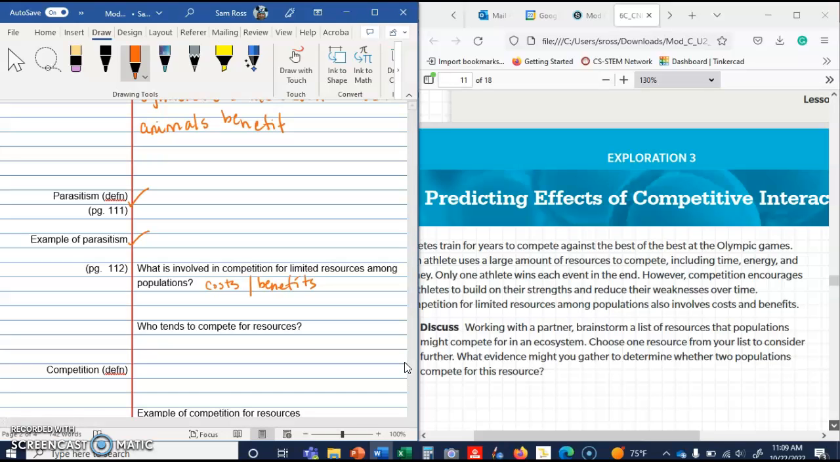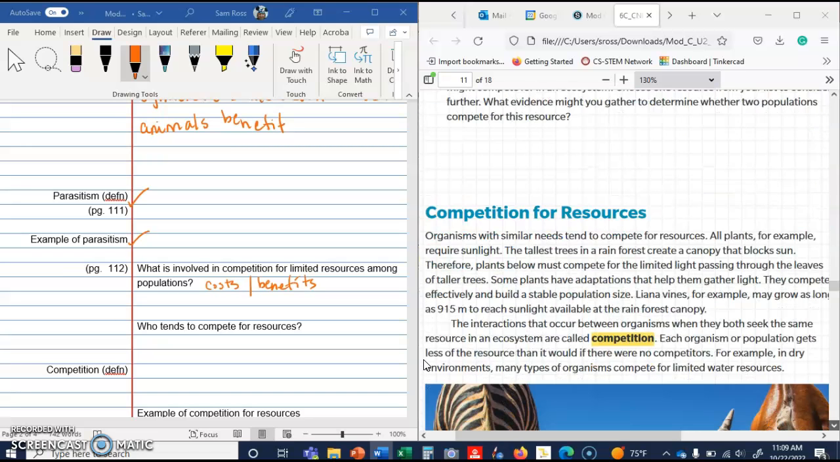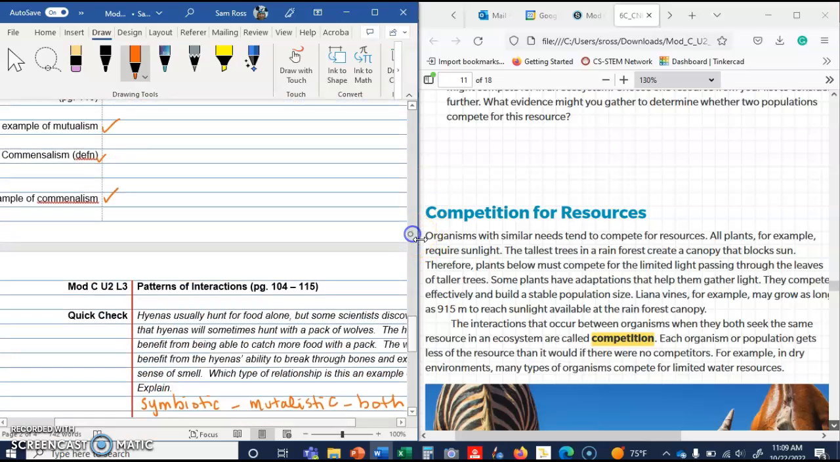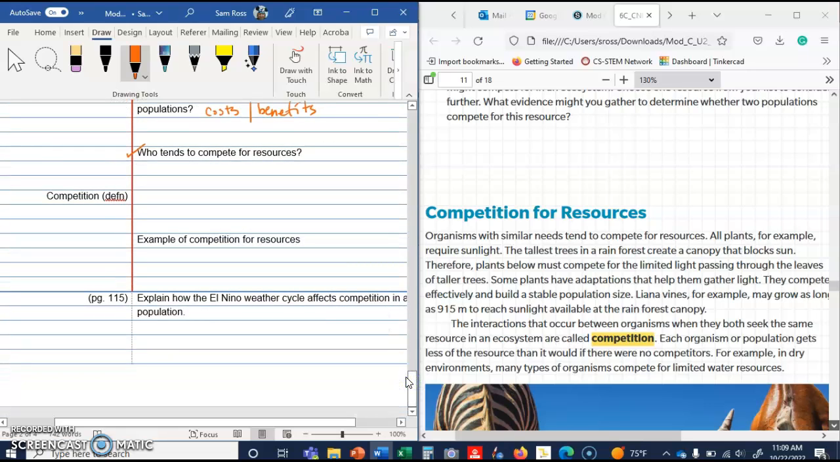And who tends to compete for resources? Let's check it out. Organisms with similar needs tend to compete for resources. So that's this one, organisms with similar needs. Okay, then we just have a few more. The definition of competition is here highlighted. The interactions that occur between organisms when they both seek the same resources in an ecosystem. That's called competition. So that's your definition.